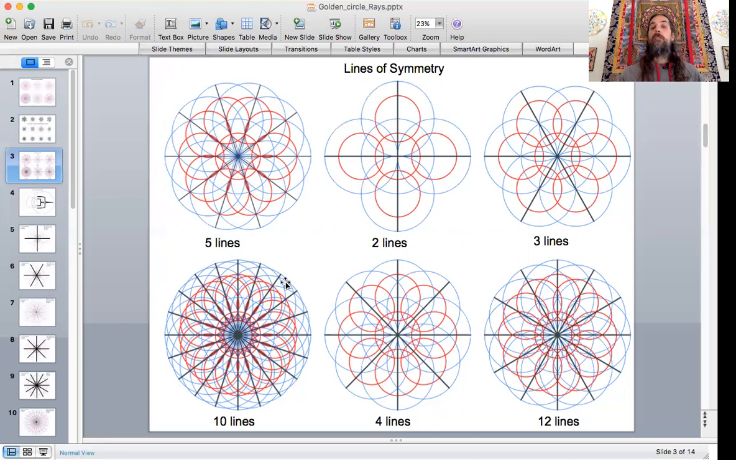These are the next version out where we have 4 lines, which are giving us basically the 8 directions around. But this is basically 4 lines. We've got 10 lines over here. So that's this ratcheted 18 degrees. And then if we move this over 30 degrees, we'll come up with the 12 lines of symmetry. So this one I've been calling the golden circle seed of life.